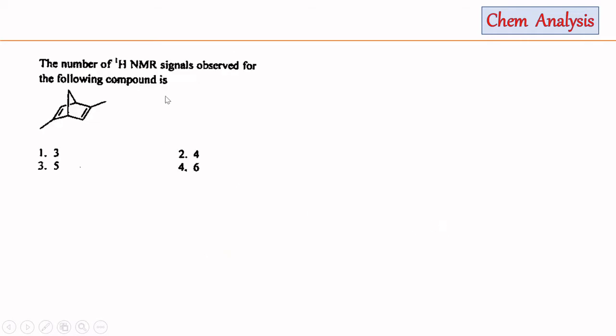This question I have already discussed in my previous video, where I solved a few selected previous year questions regarding NMR spectroscopy. So you can see the detailed solution there. I will give the link in the description box. The answer for this question is that the number of proton signals will be 4, and option number 2 is the correct answer.